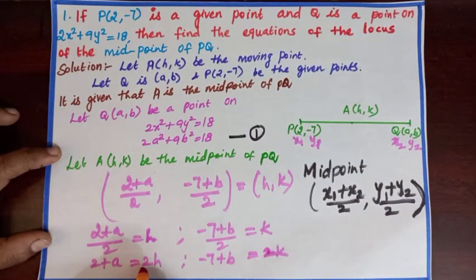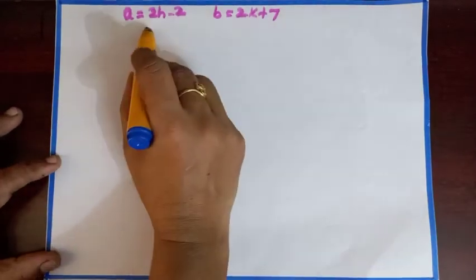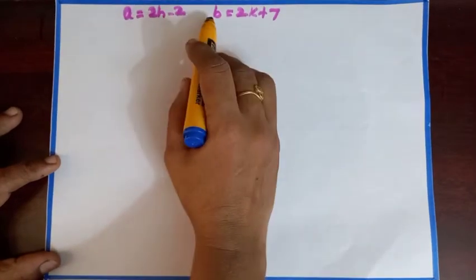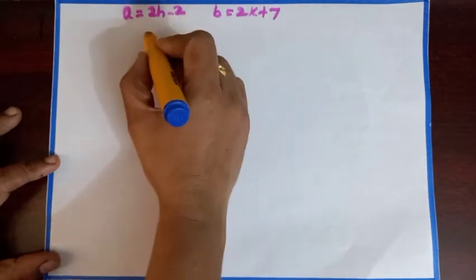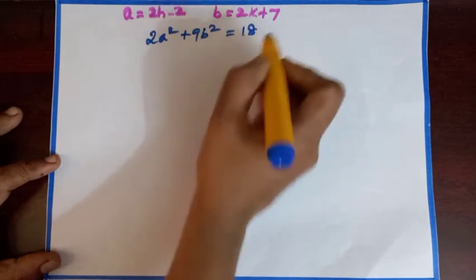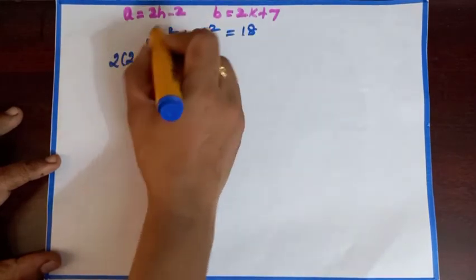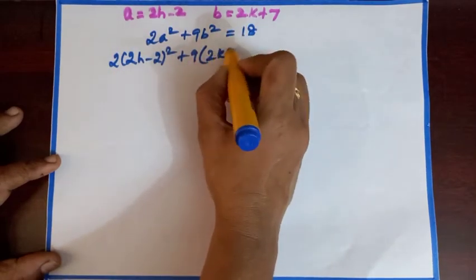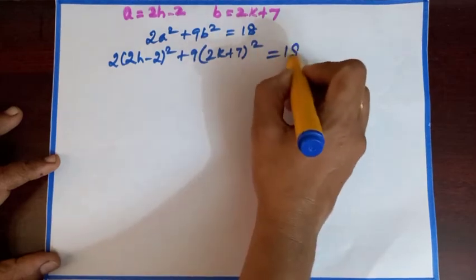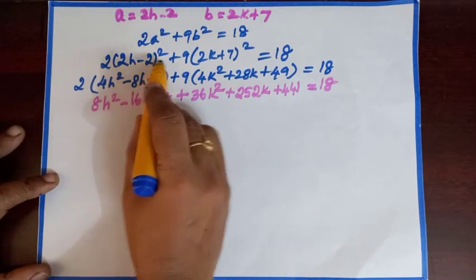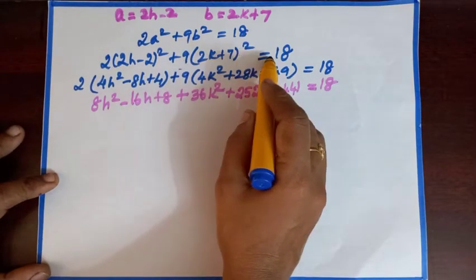2 + a = 2h, -7 + b = 2k. So a = 2h - 2, b = 2k + 7. Substitute the a and b values in equation 1. Equation 1 is 2a² + 9b² = 18. In the place of a you substitute (2h - 2) the whole square, in the place of b you substitute (2k + 7) the whole square, which is equal to 18. So 2(2h - 2)² + 9(2k + 7)² = 18.